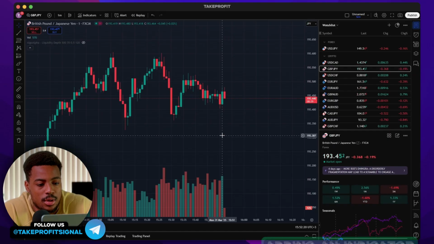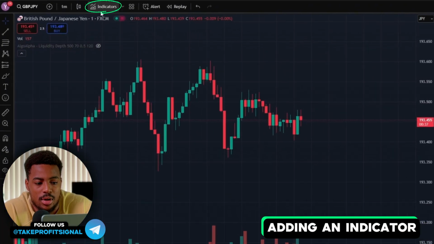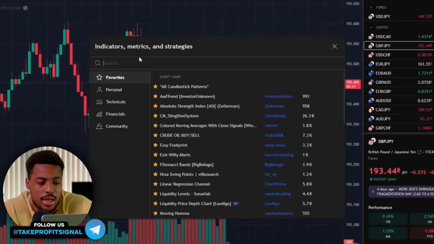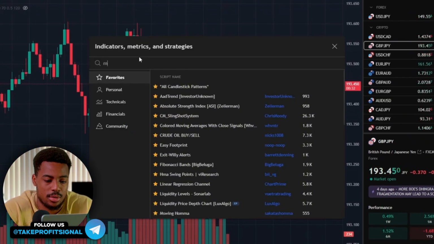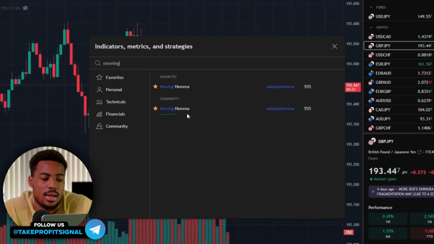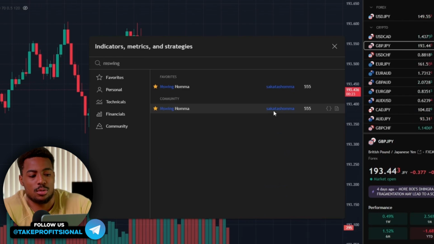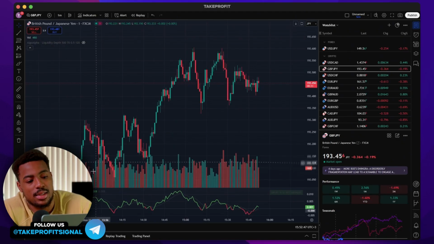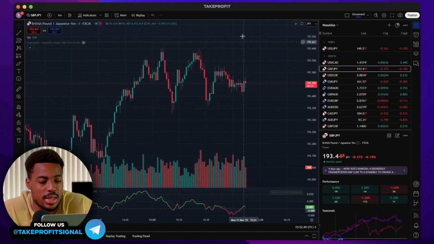So now let's add an indicator with the help of which we will trade. Go to the indicators section and write the name of the indicator and add the indicator with the name Mshwing Homa from this author. Click on it. So our chart has been transformed thanks to this oscillator that we were able to add. Now let's see how we will trade using this indicator.